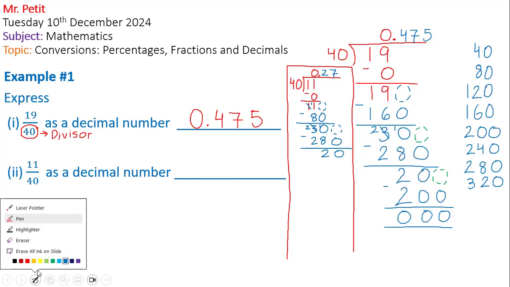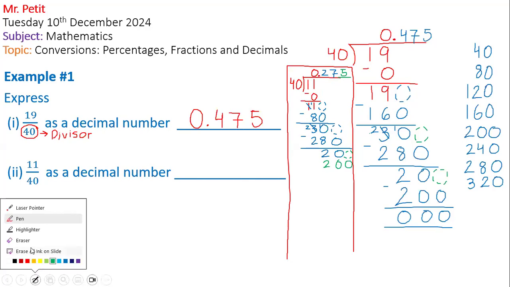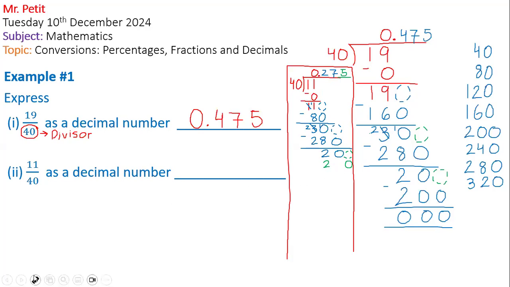What are we going to do at this point, Krizia? Add the next 0. Very smart girl. So we say how many times does 40 go into 200? 5 times. So 40 times 5 is going to be what? 200. This looks like a 6, but it's supposed to be 200. And so we say 200 minus 200 is what? 0. And so our answer, for those of you who got it, y'all could tell me, it's going to be what? 0.275.